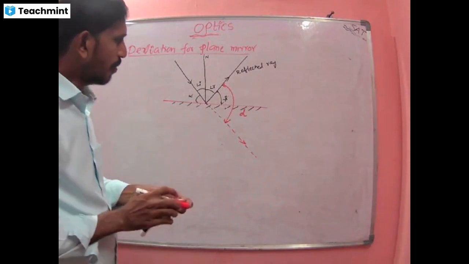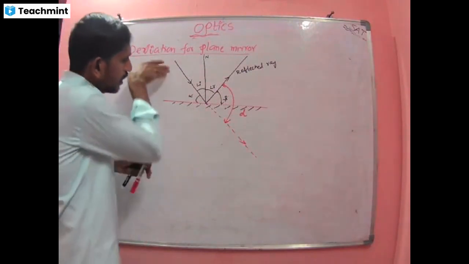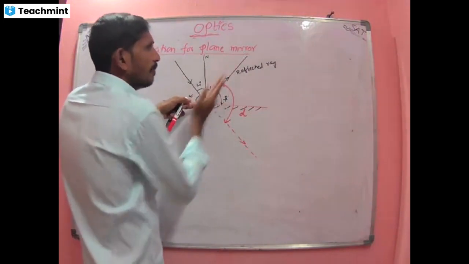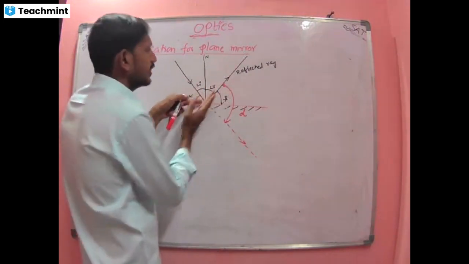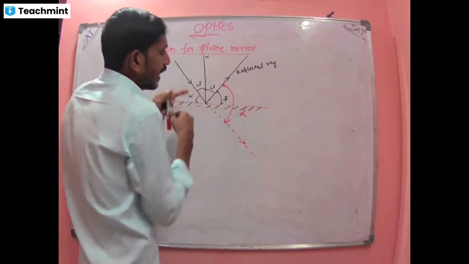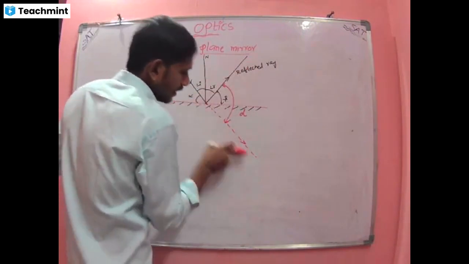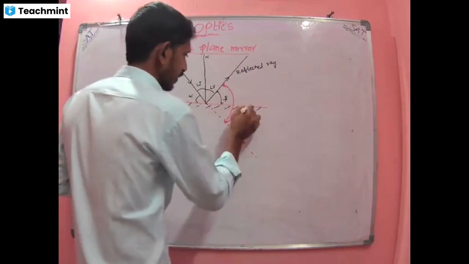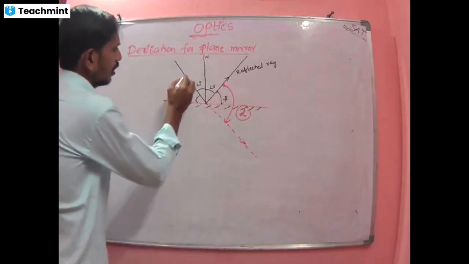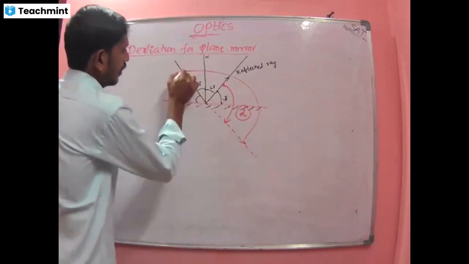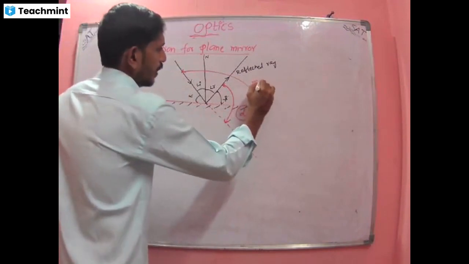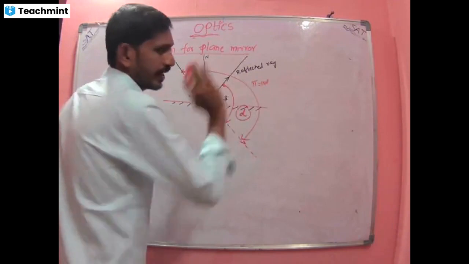So how much deviation here? Actually, light would go straight, but because of the opaque surface it is reflected in this direction. The angle between the reflected ray and the incident ray is called the deviation angle. How much is the deviation angle? They are asking like that. What is the total angle here? This total angle is 180 degrees, or pi. Pi is equal to 180 degrees, and pi is in radians.